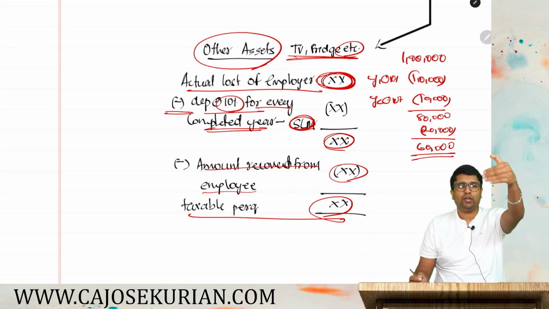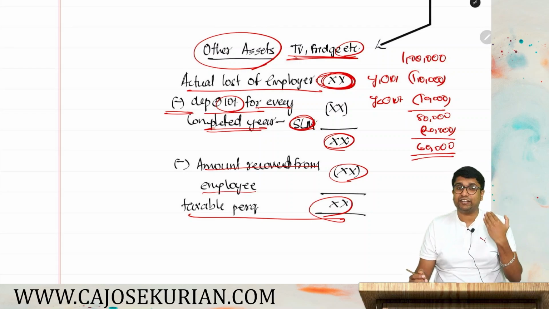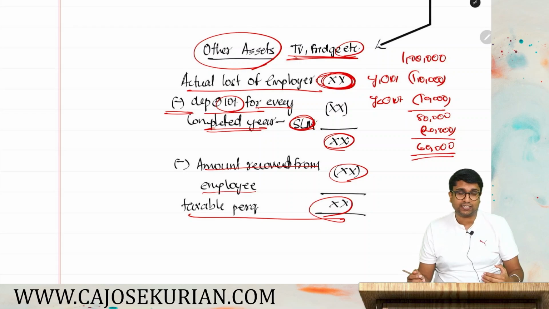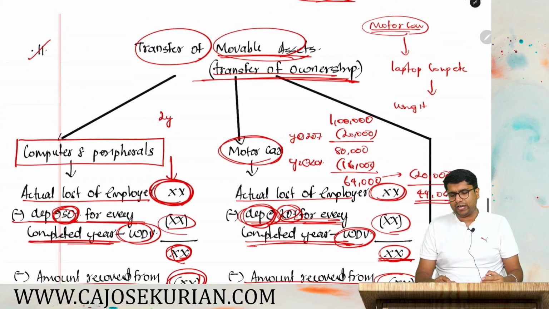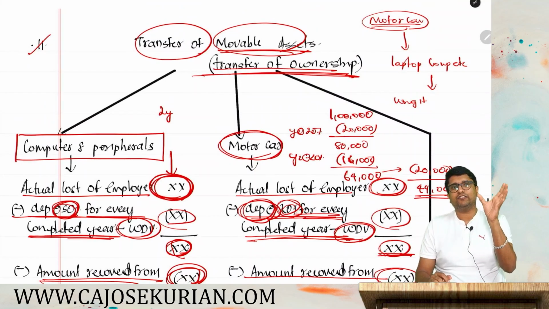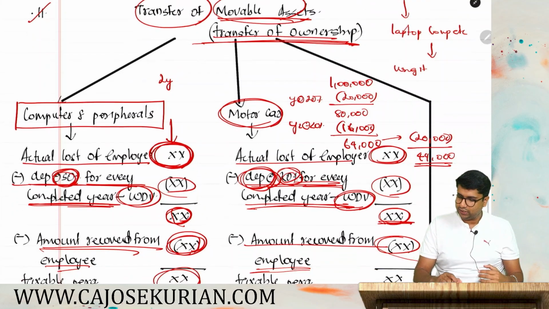So this is how you have to value the assets if it is a movable asset transferred to that respective employee. So I hope that also is clear. So we have valued the perquisite if there is a transfer of movable asset. That means transfer of ownership of movable asset from the employer to the employee.